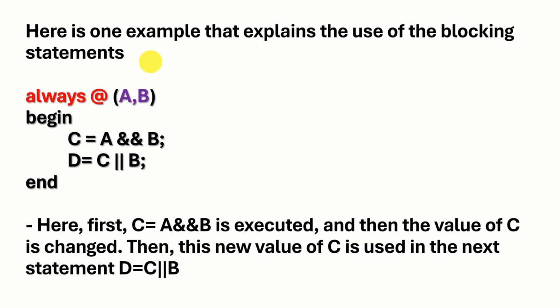Here's another example that explains the use of the blocking statement. This example is very similar to the previous example with one significant difference. Over here, instead of A, I introduced C. So we have a statement C is equal to A and B, and the second statement D is equal to C or B. So what's happening over here? Since this is a blocking statement, first C will be determined. Then this determined value of C will be used in the second statement.